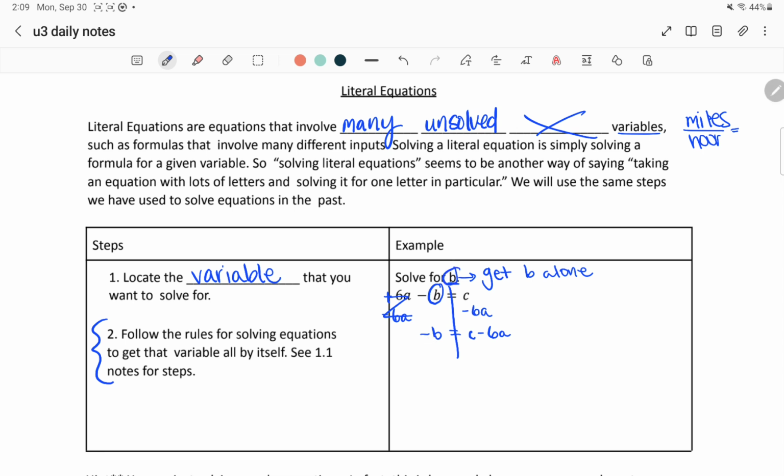My last thing is a negative. This negative is a secret negative 1. Remember, when we don't have a letter there, there's a secret 1. And that secret 1 is being multiplied by the b. So I'm going to divide by negative 1 to everything in my equation. The negative 1's cancel out, and I'm left with b by itself equals c divided by negative 1. That's just going to flip the sign. So positive c is going to become negative c. Negative 6a is going to become positive 6a. b equals this. And that is what's going to go into Delta Math.